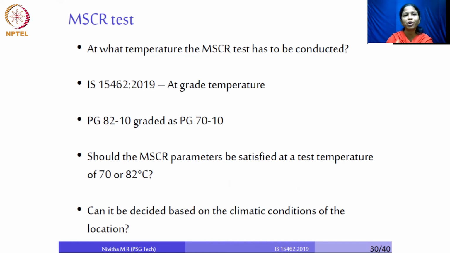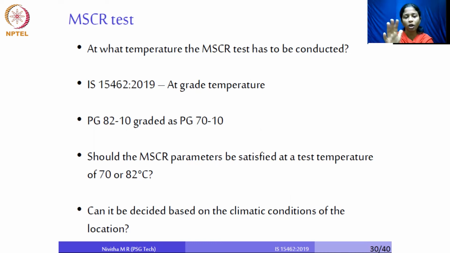But you give me a binder, you don't tell me the grade. I determine the grade of the binder. Then in that case, I will be testing at 82 because according to me, the grade of the binder is 82-10. But because of this minimum value specification, I can also say it is 76-10 or 70-10 or 64-10. In fact, I can associate any grade lower than 82-10. So in this scenario, at what temperature should I carry out the MSCR test? That is the first question.